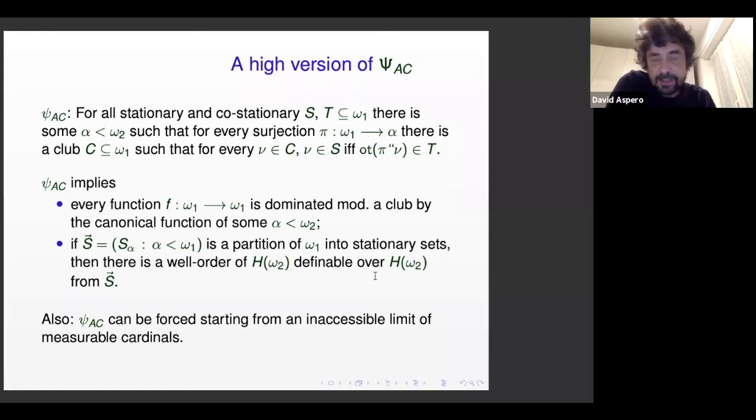Okay. So this doesn't quite give you the result about BMM and about non-saturated ideal being saturated, because here for psi-AC you have this well order definable from a partition into saturated sets, omega 1 many of them. And you can force this principle starting from an inaccessible limit of measurable cardinals.